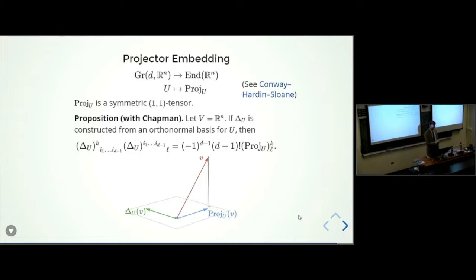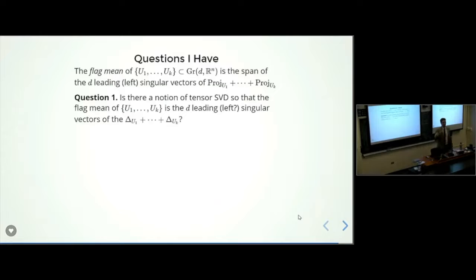All right, so let me conclude with 4 questions that I have, which may or may not be interesting to anybody, but here they are. So one, there's a notion of flag mean on the Grassmannian, or more generally on flags, which is basically, so I have a bunch of these d-dimensional linear subspaces. I take the sum of the projection operators, that's some n by n matrix, still symmetric, but no longer rank d, and I just take the span of the leading singular vectors. And that's what's called the flag mean. This is a stand-in for the Curvature mean, which is what you really care about, but the Curvature mean is like freaking impossible to compute.